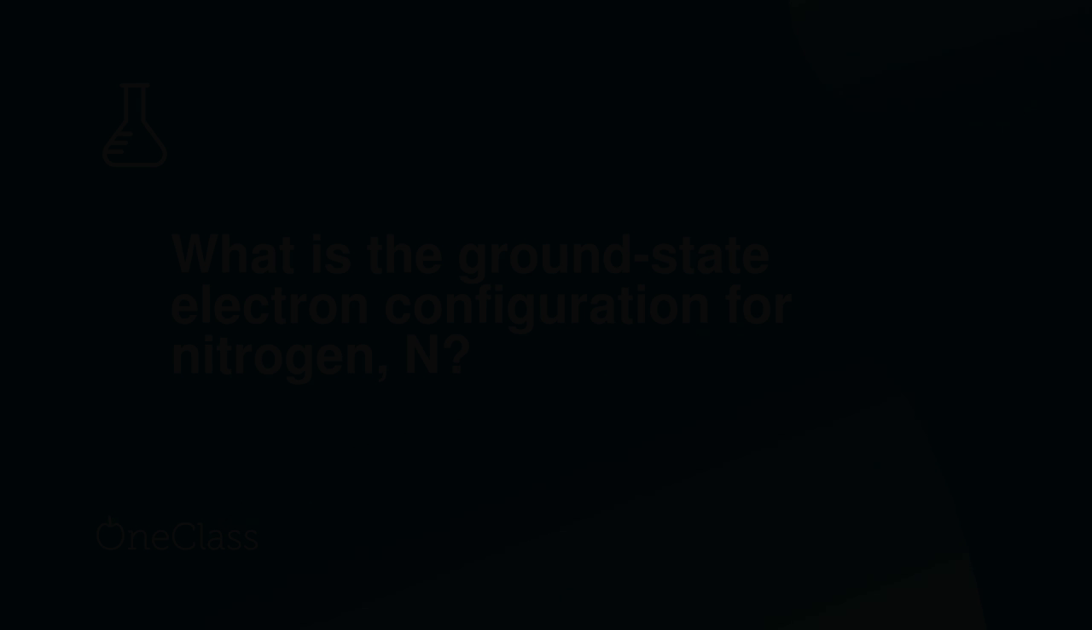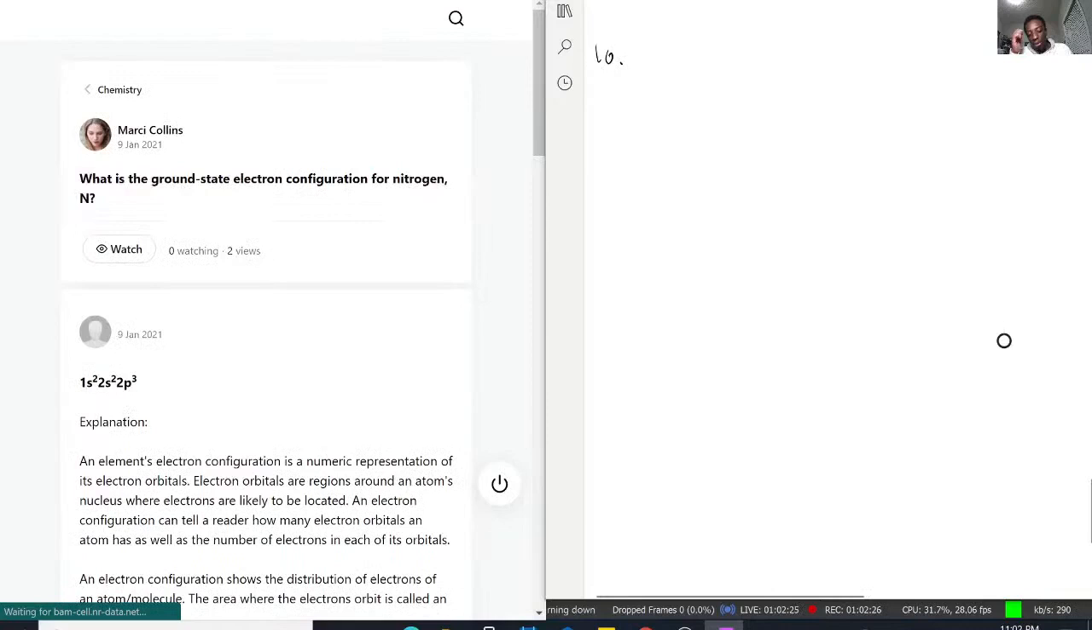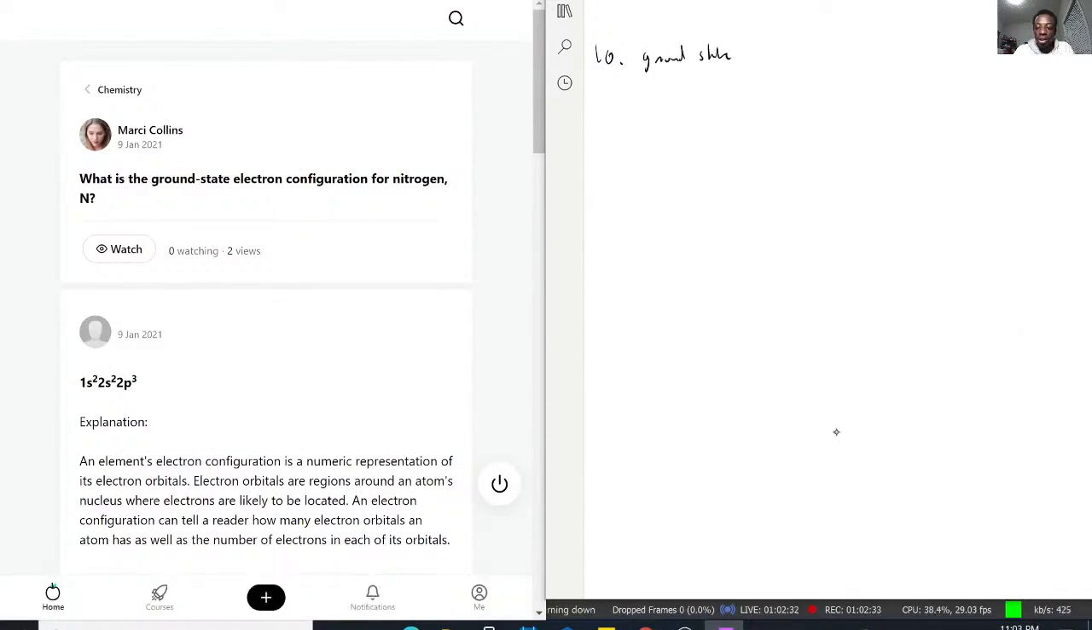Do question number 10. For question 10, we have: what is the ground state electron configuration for nitrogen? Ground state e-config. Unfortunately, you can see the answer right there, but nonetheless we're still going to pretend like we didn't see that. With that being said, we want to apply the Aufbau principle.